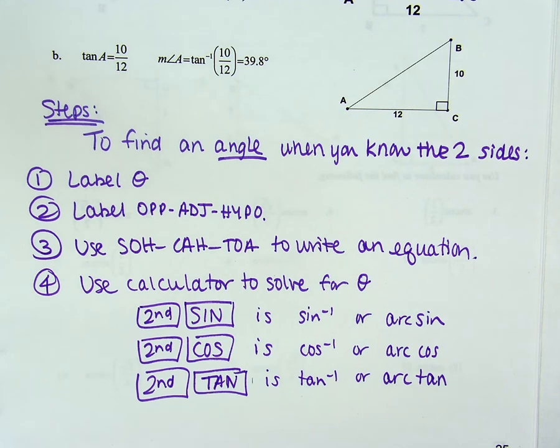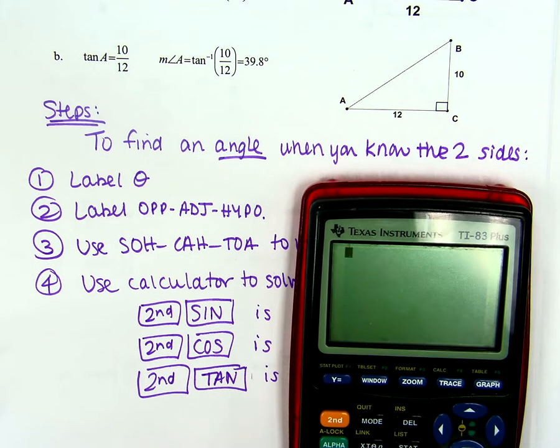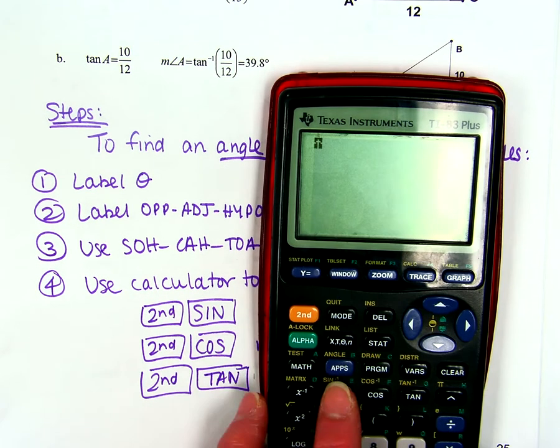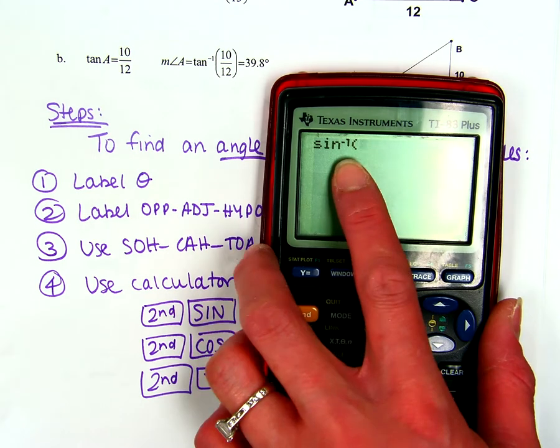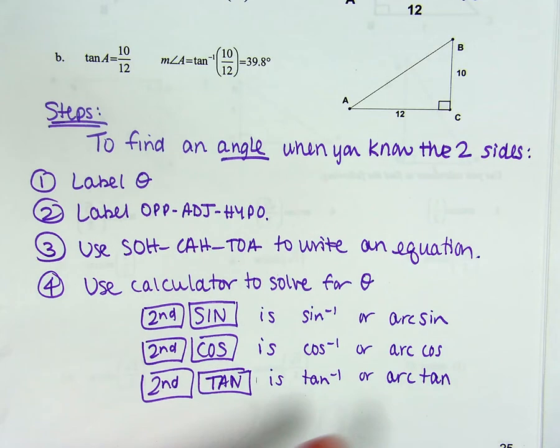But basically, you're going to use your calculator, and you're going to set up a SOHCAHTOA type equation. So we're going to label theta in your triangle. You're going to label opposite, adjacent, and hypotenuse, and then use SOHCAHTOA to decide which equation to use, so it's either sine, cosine, or tangent. And then you're going to use your calculator, hitting second sine, second cosine, or second tangent. On your calculator, if you hit second sine, you see this symbol that says sine with a -1. We call that inverse sine, or sometimes arc sine.